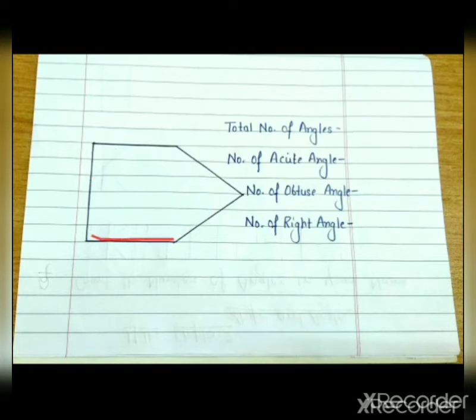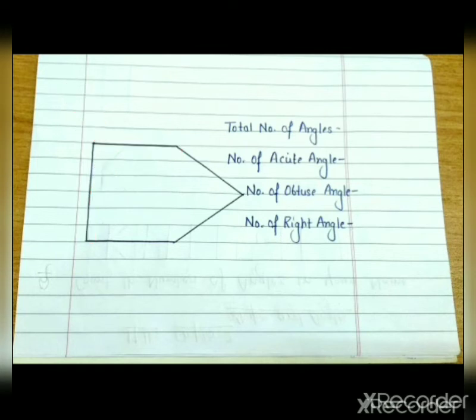Consider this as a baseline, and this line is standing straight on the baseline. So the angle formed here is a right angle. So this angle is a right angle. Now the second one. This time consider this as a baseline and this line is standing straight on the baseline. So the angle formed here is also a right angle.